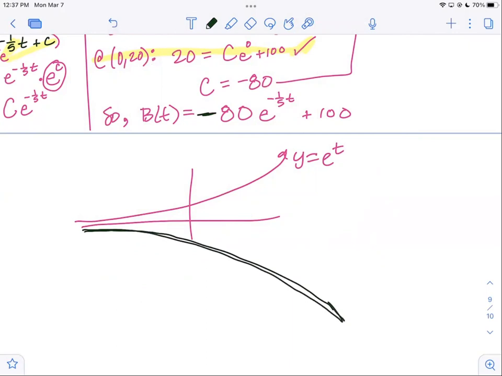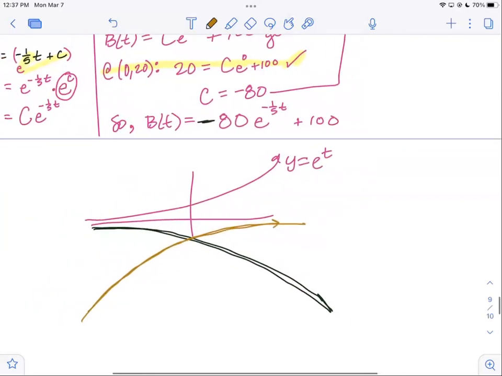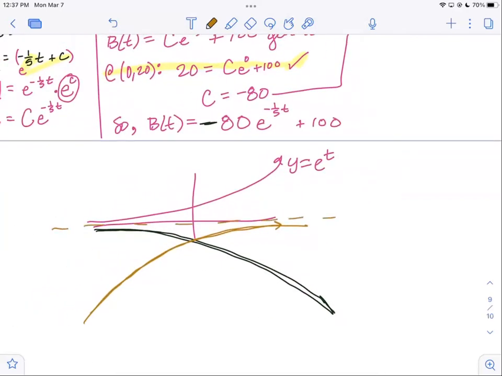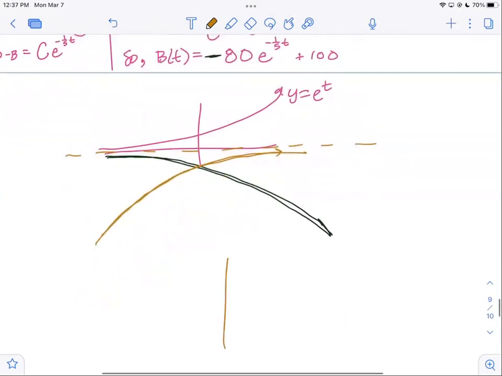And then going inside, what does the negative in front of the t do? Flips it across the y-axis. Yeah. So now it looks like this. And the 1/5, is that a horizontal stretch by a factor of 5 or a horizontal compression? Stretch, it's opposite. So it's 5 times wider. So it just has the same shape. And now what does the plus 100 do? Moves it up 100. So the horizontal asymptote, which was at 0, is now up here at 100. And it looks like this.